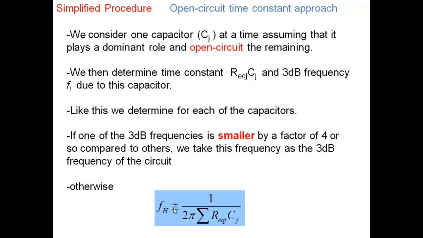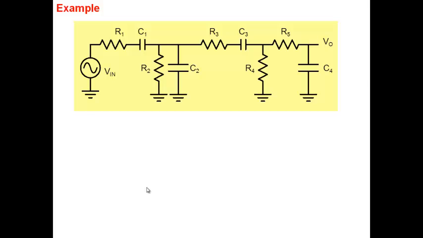Again, it's an approximate procedure and will give us error, but it will capture all the important parameters that affect your upper cutoff frequency. So this is what we call the open circuit time constant approach, and the previous one was called the short circuit time constant approach. This one gives you the upper cutoff frequency, and the other one gives you the lower cutoff frequency. Let me illustrate that with an example.